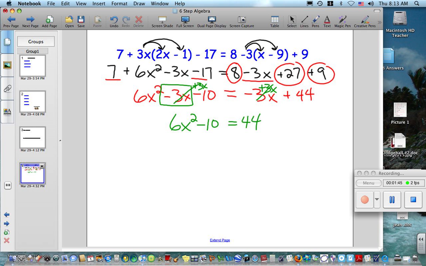My next step is to try to get rid of this minus 10 away from the x. So I'm going to do that, add 10 to both sides. That'll leave me with 6x squared is equal to 54.